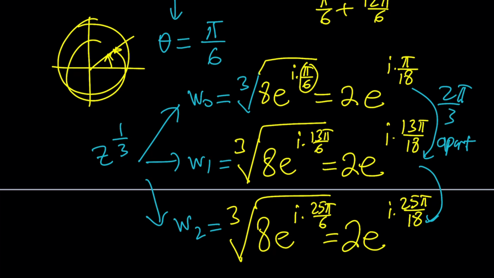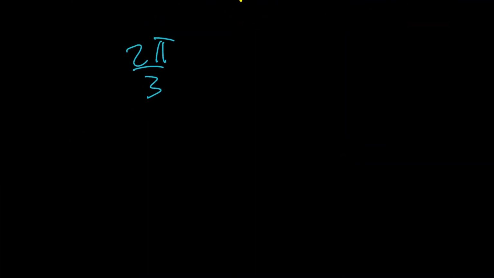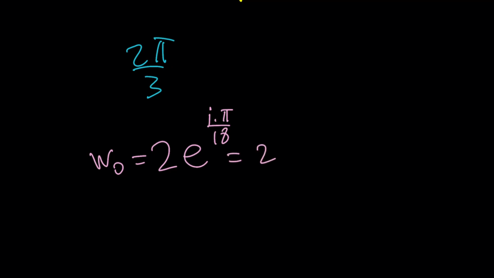Oh, by the way, could I write these in standard form? And the answer is absolutely. For example, what about w0, right? w0 is 2 times e to the power i times pi over 18. Remember that? But what is pi over 18? Pi over 18 is 10 degrees. So you can write this as 2 times cosine pi over 18 plus i sine pi over 18.